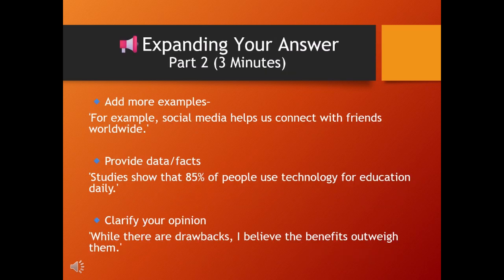In part 2, we need to expand our response by adding more details. Here's how you can do that. First, by adding more examples. Instead of saying technology helps communication, we can add, for example, social media helps us connect with friends worldwide instantly. Then second could be providing facts or data. Like, studies show that 85% of the students use technology for education daily. This makes your answer more credible.